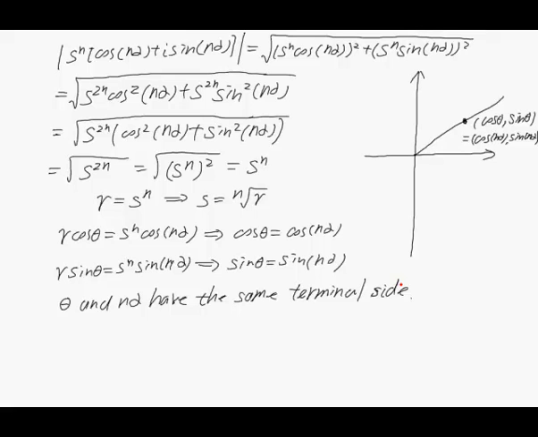Or the radian measures differ by a multiple of 2 pi. So we have 2k pi plus theta equal to n alpha. So this k is an integer, positive or negative. Then from here, we divide both sides by n, we get alpha equal to 2k pi plus theta over n.